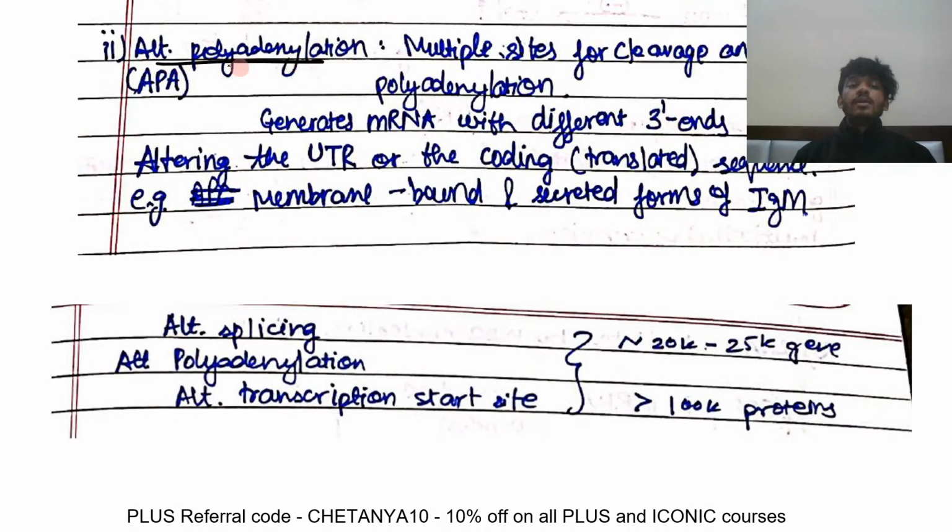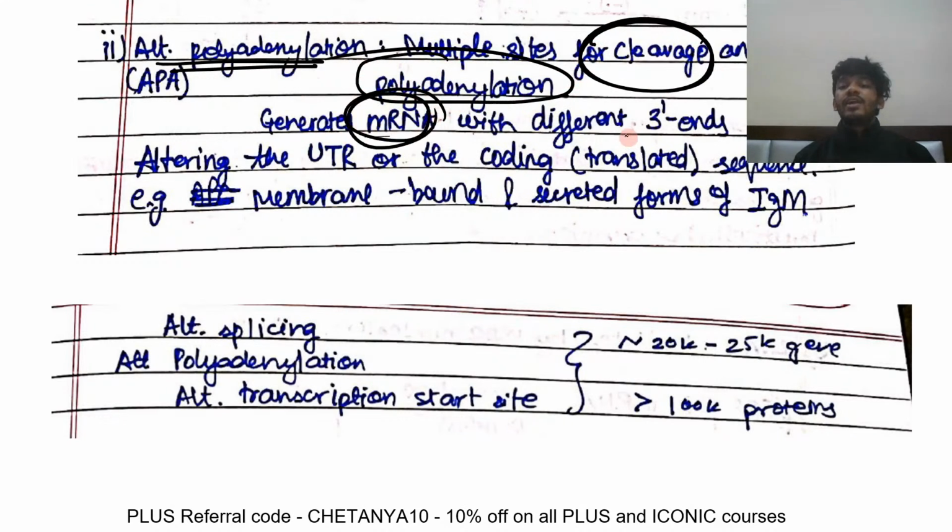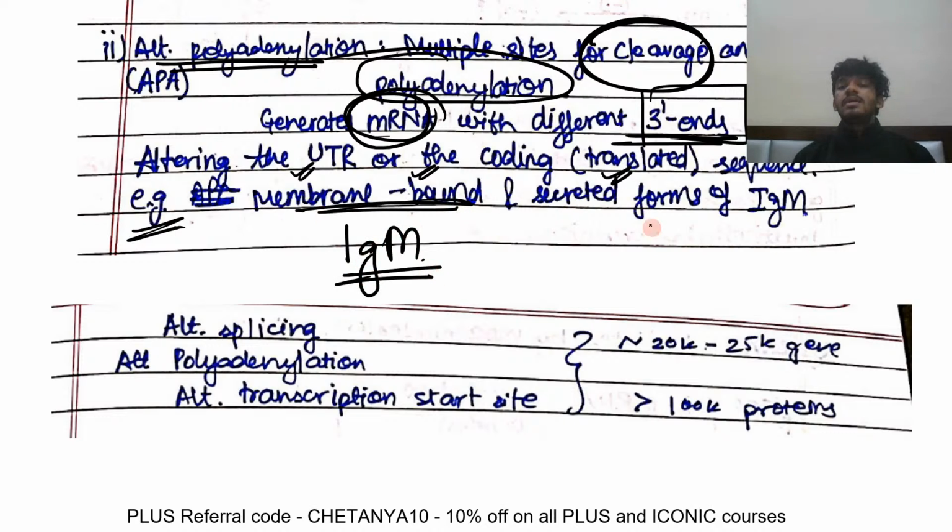Next I will move to alternative polyadenylation. There are multiple sites for cleavage and polyadenylation, and it will generate mRNA with different 3' ends, and that will also alter the untranslated regions or the coding translated sequence. That will alter both things. For example, the membrane bound IgM is different from the secreted form of IgM, and the difference between them lies in alternative polyadenylation.